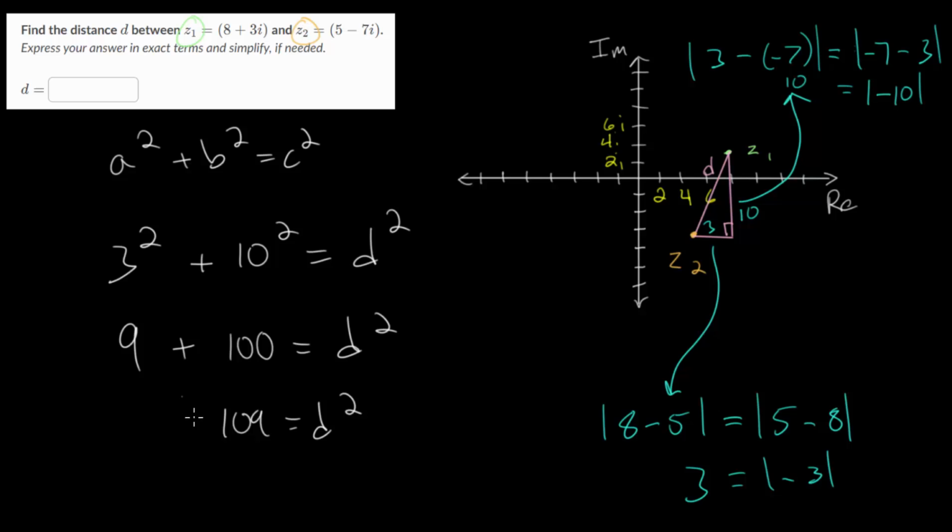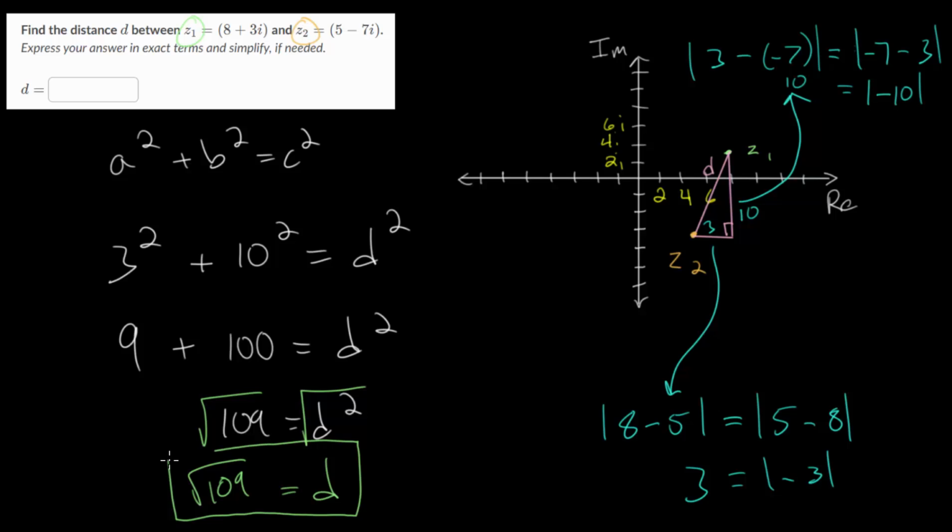Lastly, we just need to take the square root of each side to cancel out the square. So d is the square root of 109, and this number is a prime number, so we cannot simplify the square root any further. This would be our fully simplified final answer.